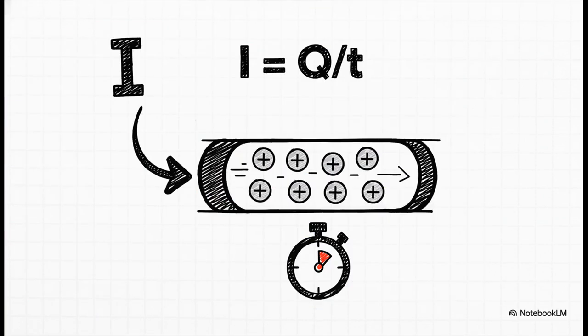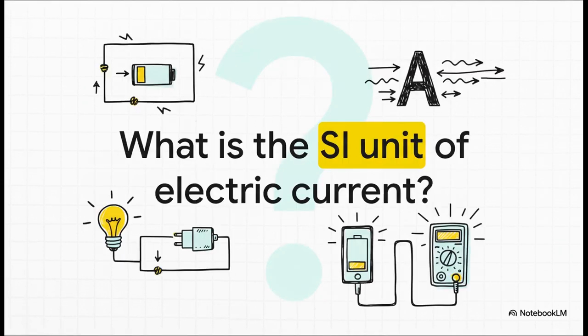And here's how we write that down in science speak. It looks simple, and it is. I is the symbol for current, Q stands for the amount of charge, and T, you guessed it, is for time. So the current is literally just the amount of charge that flows divided by how long it took. I = Q/t. Simple, right?